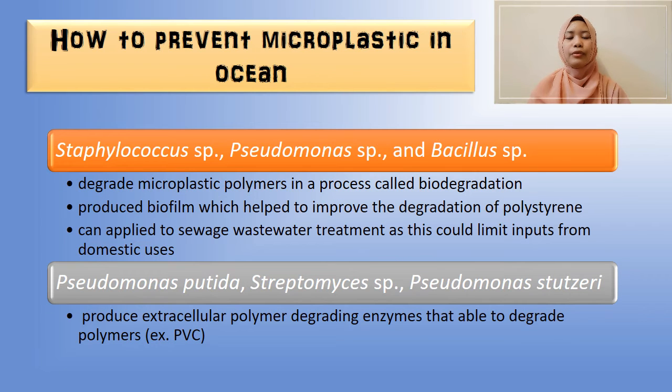The second way to prevent the microplastic in the ocean is by using microorganisms. Staphylococcus species, Pseudomonas species, and Bacillus species known to degrade microplastic polymers in a process called biodegradation. They will produce biofilm which help to improve the degradation of polyester. They can apply to sewage wastewater treatment as this could limit inputs from the domestic users. The second one is Pseudomonas putida, Streptomyces species, and Pseudomonas stutzeri. These species will also produce extracellular polymer degrading enzyme that are able to degrade polymers such as PVC.